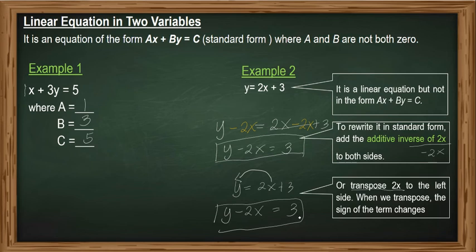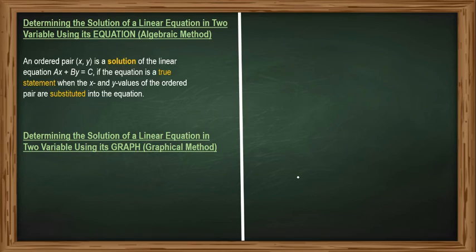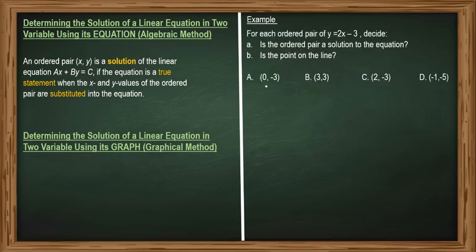Next, how do we determine the solution of a linear equation in two variables? What methods can we use? We can make use of two methods, algebraic method and graphical method. Let's have first the algebraic method. An ordered pair with coordinates x, y is a solution of the linear equation ax plus by equals c if the equation is a true statement when the x and y values of the ordered pair are substituted into the equation. Let's have this example.